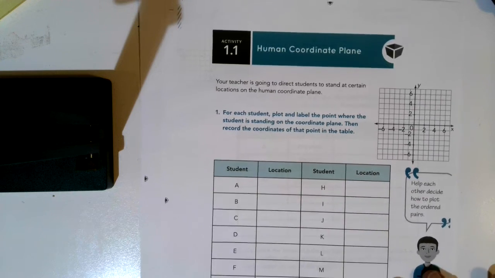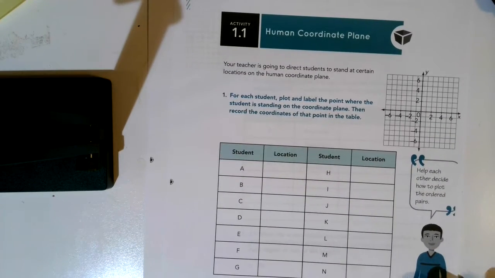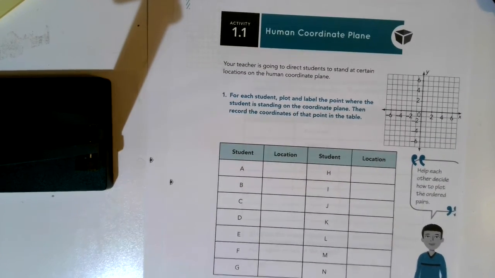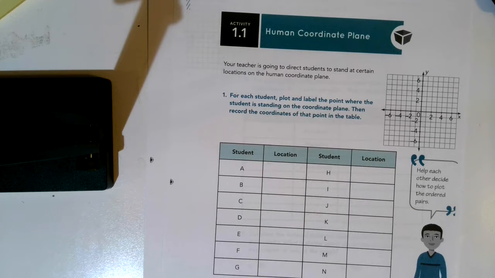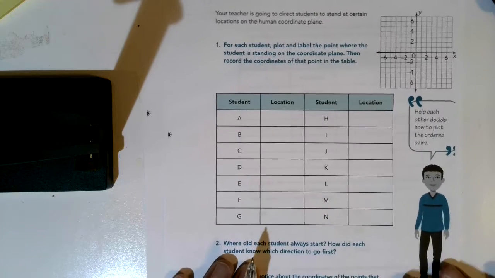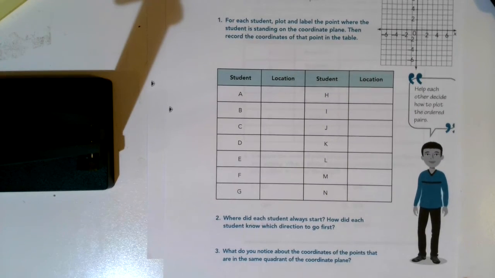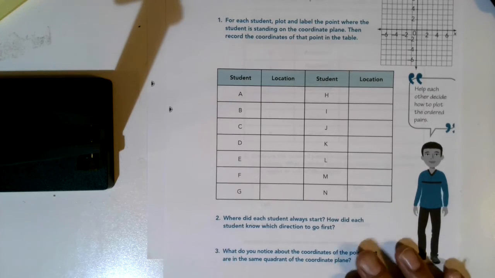Okay, so we're going to move on to the next activity, 1.1, and creating a human coordinate plane. This was going to be a fun activity where we're going to have about half the class walk around on a human coordinate plane and label it out, and then send students out. What I'm going to do is just kind of go through some of these together with you. This will be the part that we do together, and then we'll talk about it a little bit, and then you'll do the next activity on your own.